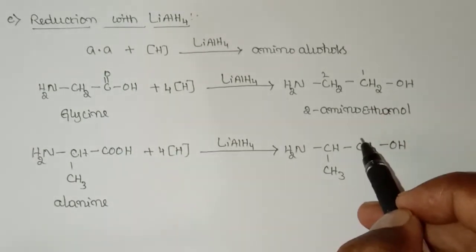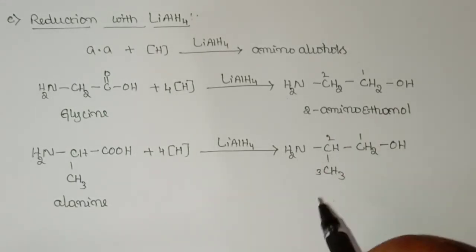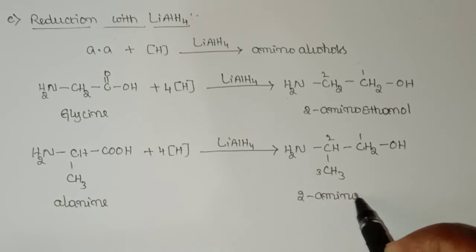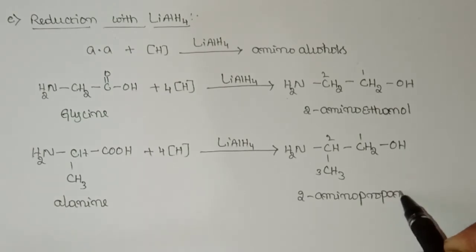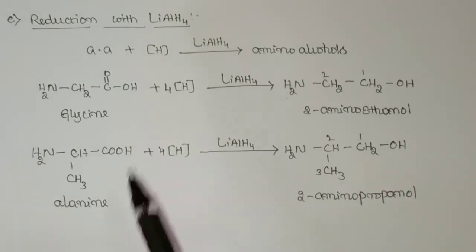The product will be named in this way. Once again, the second position has the amino group, so it will be 2-amino. 3 carbon atoms are there in the parent chain, so it is propanol. That's the product produced when alanine is reduced with lithium aluminum hydride. So these are the simplest illustrations through which we can explain the reduction of amino acids.